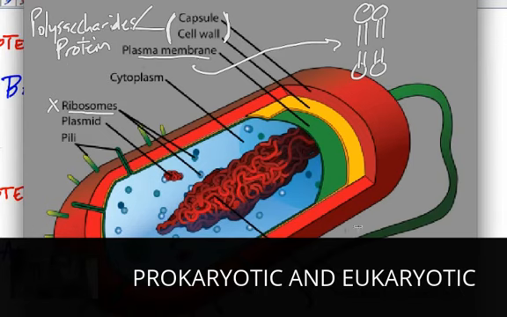Some of them have a flagellum. It's like a little tail that helps it get around. Not all of them do. So we'll talk more about this in class, but yeah, that's a prokaryotic cell.